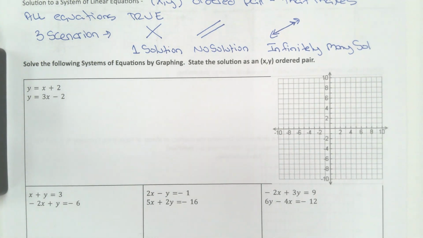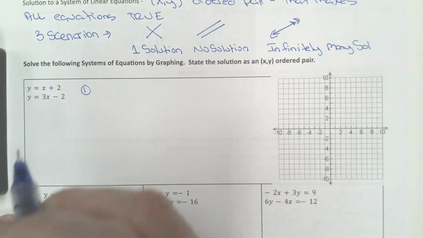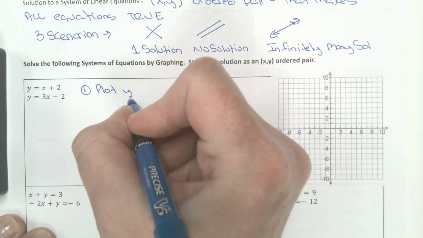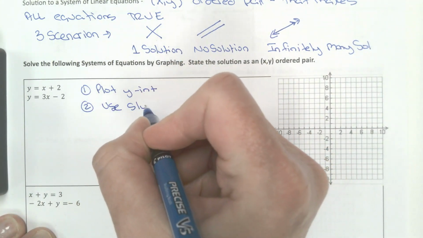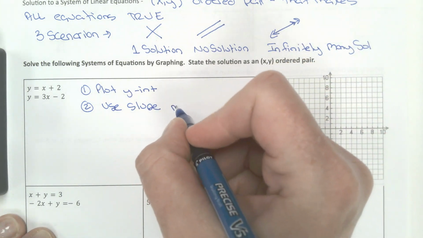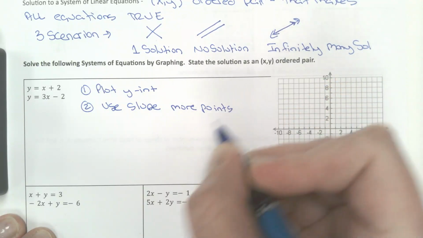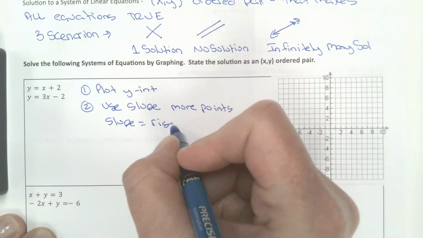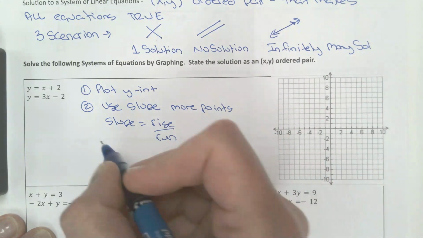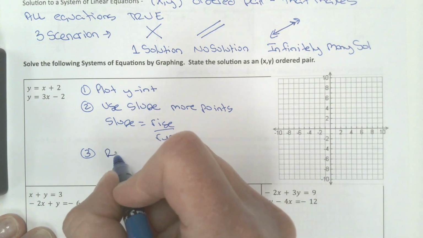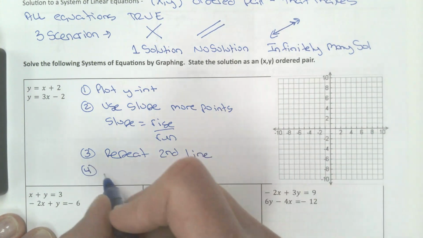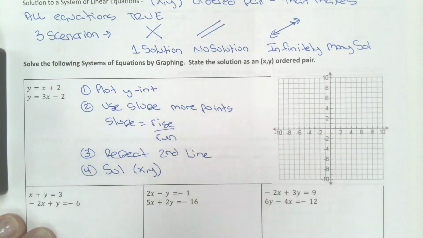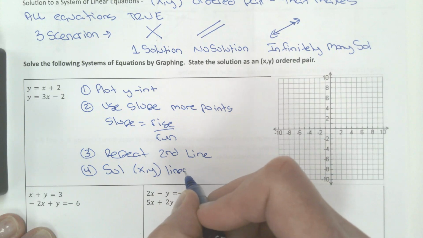So let's start by graphing. I know that we practiced the other day, but let me refresh your memory. Step one, you will plot the y-intercept. Step two, you will use slope to get more points. And your slope is rise over run. Step three, repeat for your second line. And step four, your solution you're going to write is an xy ordered pair where the lines cross.